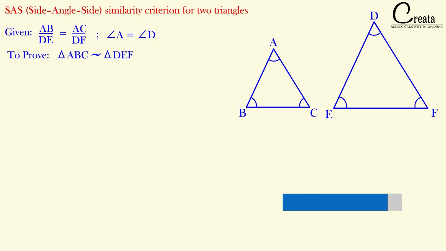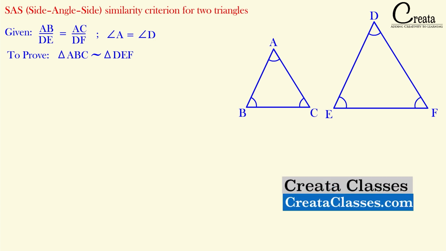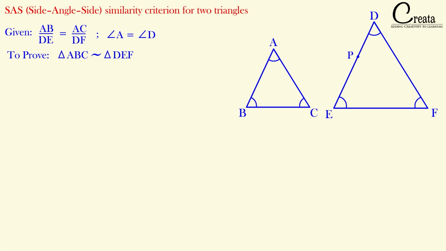So let's proceed. The first step is to assume the point P on the line segment DE such that AB and DP are equal to each other. Also take the point Q on the side DF such that AC and DQ are equal to each other. The same step we have taken in the previous two theorems. So we got DP is equal to AB and DQ is equal to AC. Let's join P and Q. We got the triangle DPQ.